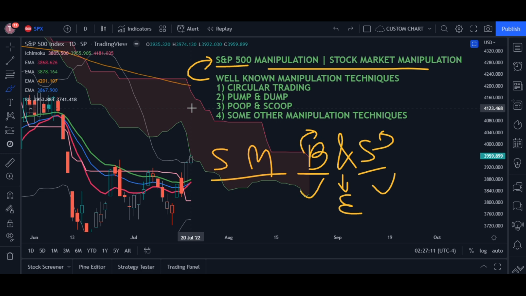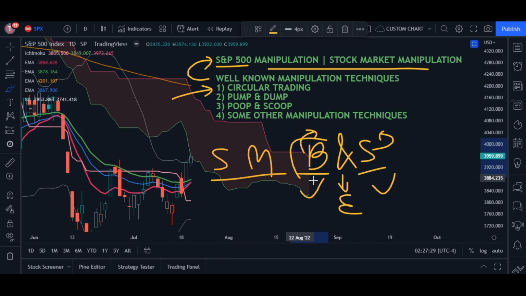But in this video we are going to talk about these techniques, so that as retail traders you can avoid falling into the traps. So first, let's talk about the manipulation techniques. First comes circular trading. Now, what is circular trading?